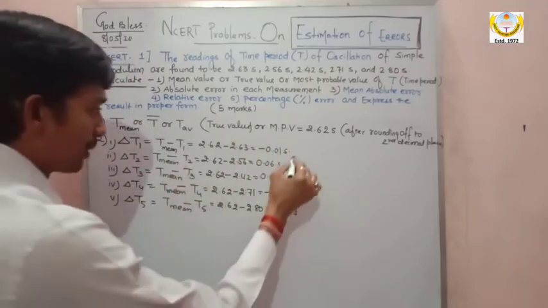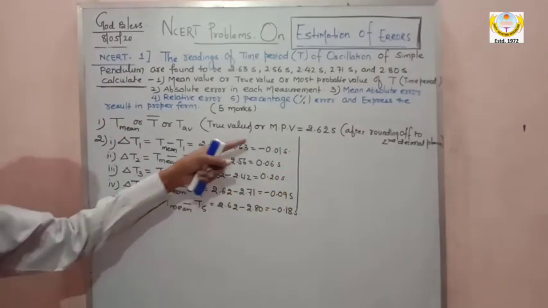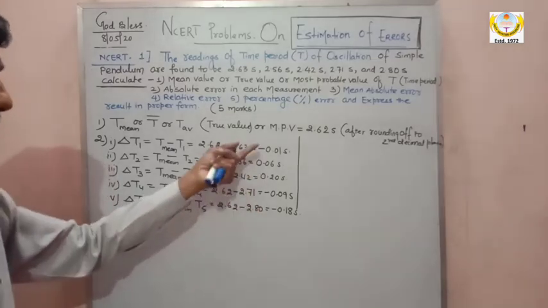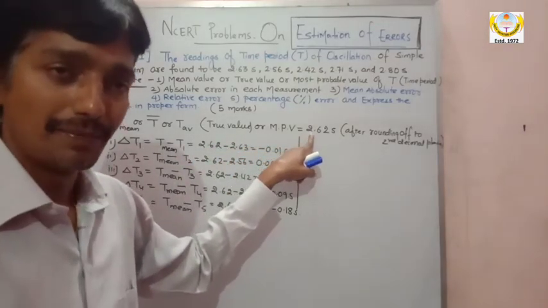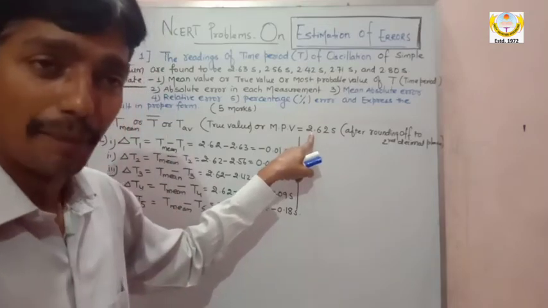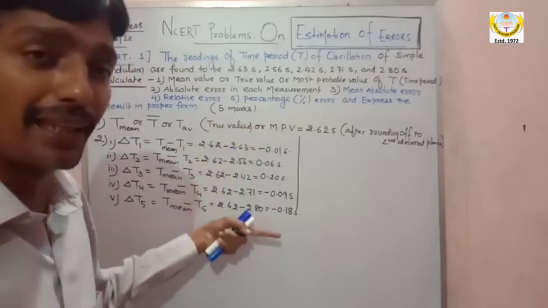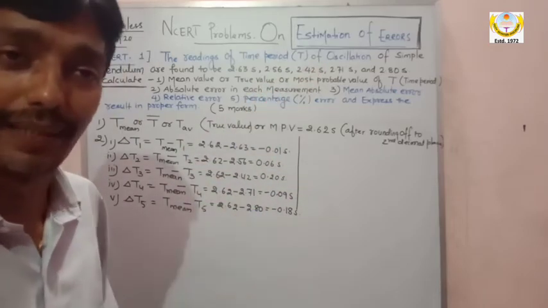So anyhow, I calculated now the absolute error in each measurement, and they are coming in positive also and negative also. But the true value was positive, and it is one and only single value. The answer is a single answer. But absolute error is there in each measurement. Having 5 readings, 5 measurements, I calculated 5 absolute errors.